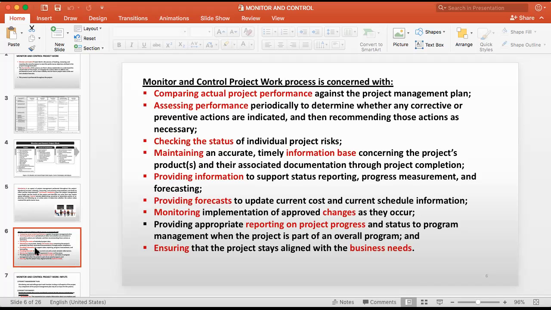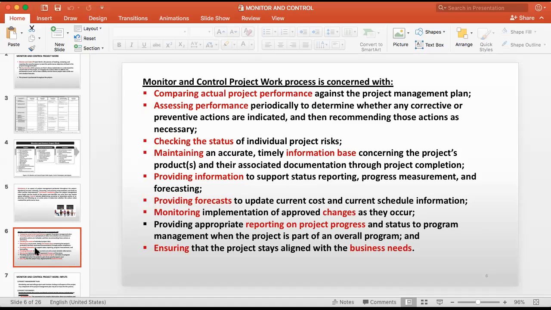You have to consider providing appropriate reporting on project progress and status to program management when the project is part of the overall program. If this project is coming under your program or portfolio, you'll have to report to the top. Otherwise, if the company handles your project, you have to inform your company hierarchy, the senior management. Likewise, you have to do the progress reporting.